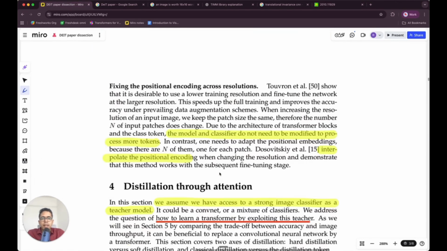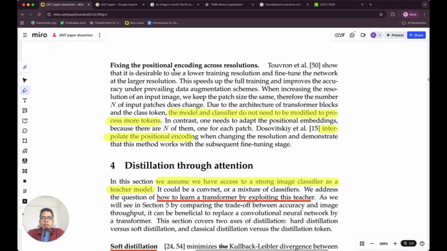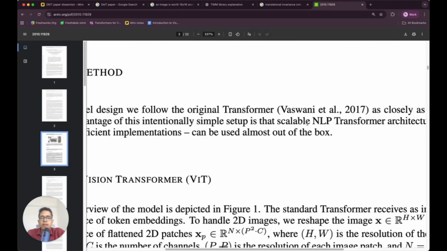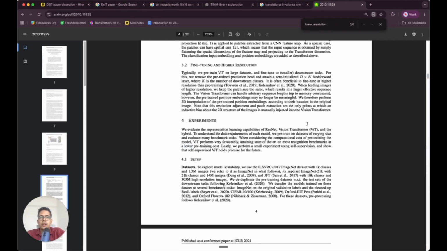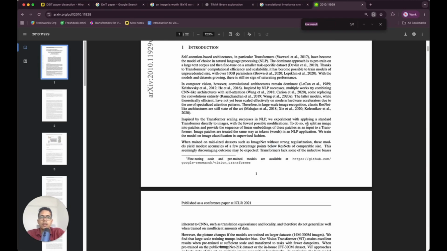That is the 5th page. Now let's go to the next page. Fixing the positional embedding across resolutions. So Touvron et al. show that it is desirable to use a lower training resolution and fine-tune the network at a larger resolution. In fact, the Vision Transformer paper also had done the same thing. So for the first several epochs, they used lower resolution training to make the training process fast. It's mentioned somewhere in their supplementary, lower resolution or low resolution.